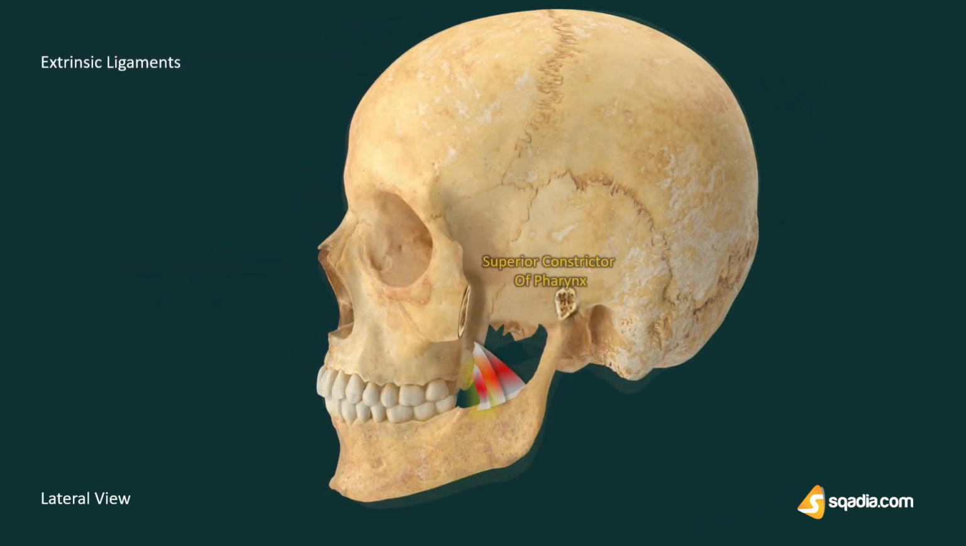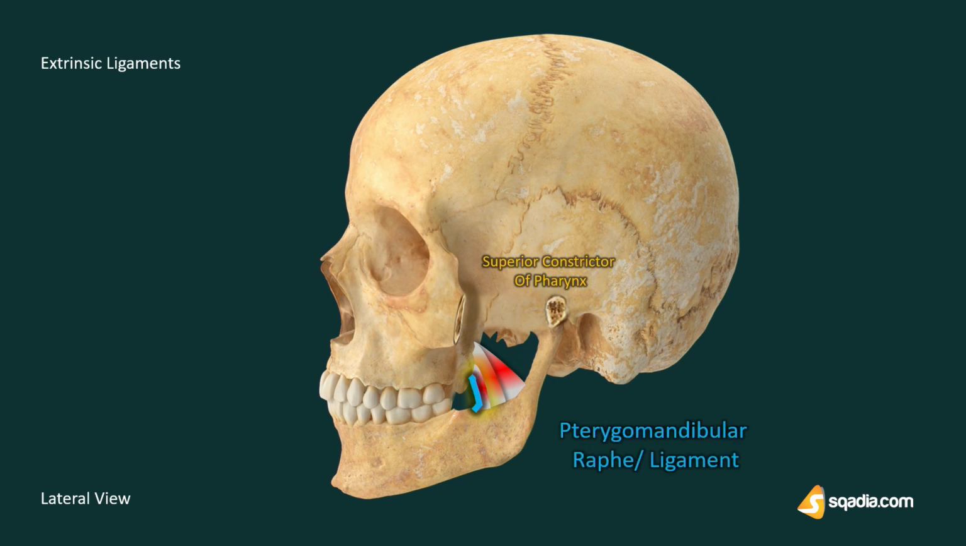Secondly, we have the pterygomandibular raphe, which is the pterygomandibular ligament. It is a ligamentous band of the buccopharyngeal fascia attached superiorly to the pterygoid hamulus of the medial pterygoid plate and inferiorly to the posterior end of the mylohyoid line of the mandible.